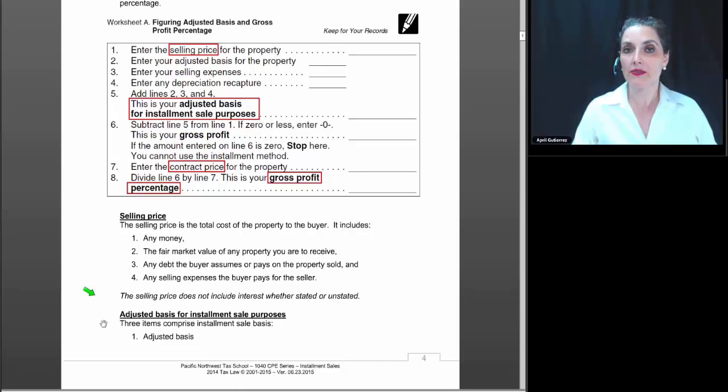It could be that the IRS will come along and deduce that interest was included in the selling price, and if it deduces that, it's going to subtract it out and reduce the selling price.